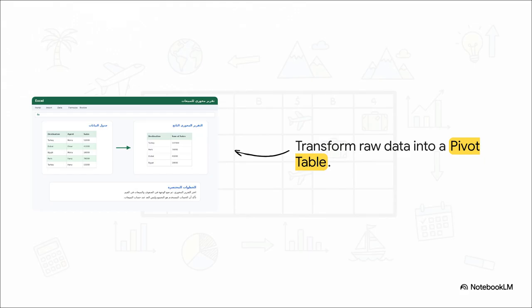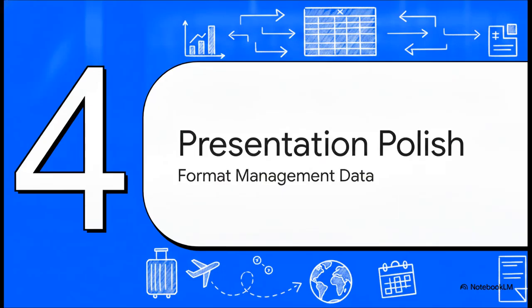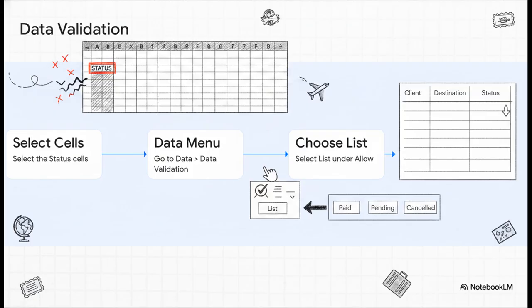It's a massive time saver and a guaranteed point score on any Excel test. That brings us to level 4, presentation polish. It's time to format and display this management data. Remember how we just said spelling mistakes will ruin your formulas? Well, here is how you bulletproof your sheet forever.